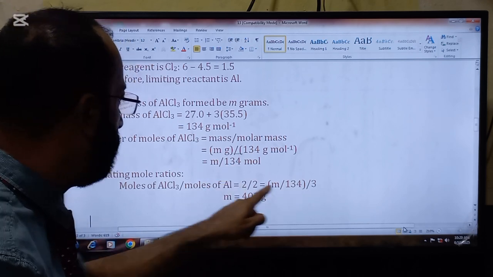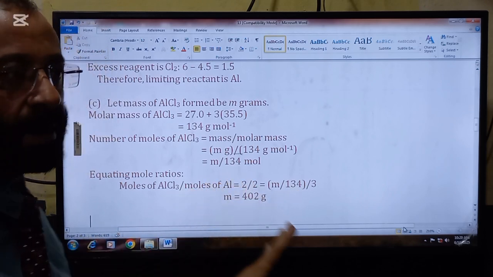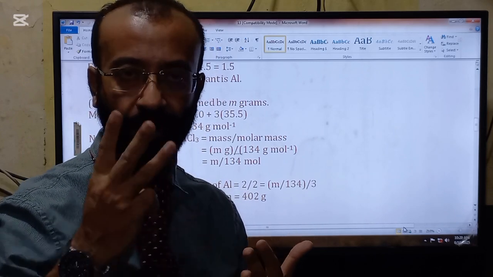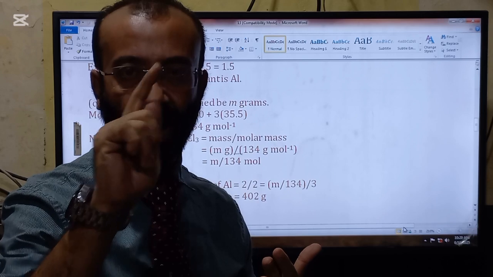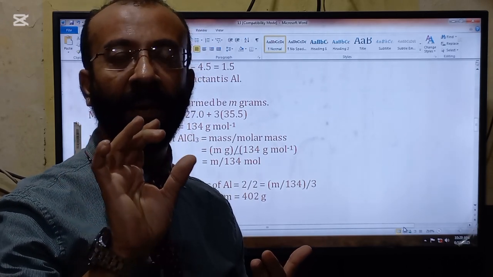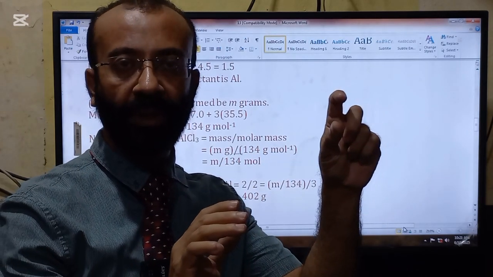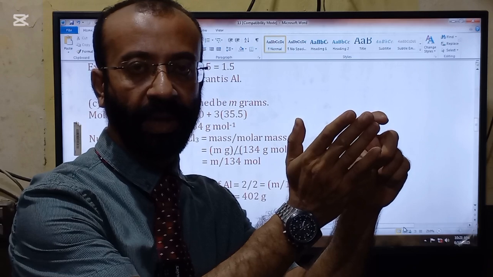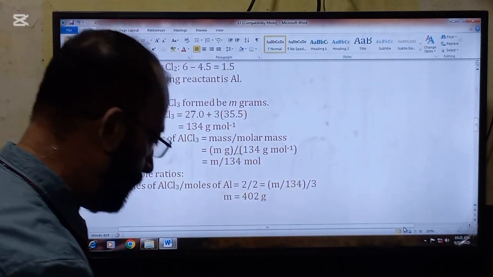Look now, this 3 will come here, and 134 will also come here. This is very easy because we have found the number of moles of the product, that is 3. Now use the formula: moles is equal to mass over molar mass. Mass is the requirement. Molar mass can be found with the help of the periodic table. So the molar mass will be multiplied with 3 to give the mass of the product. So this is done.